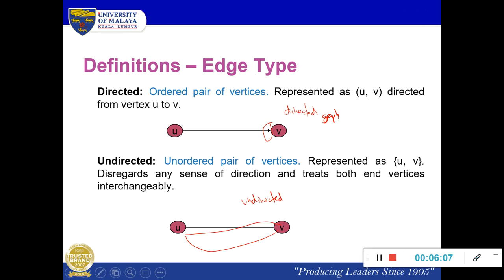So it is represented with u as the source or initial vertex, and v as the end point. For an undirected graph, u and v can be both initial and end point, or destination. Initial is sometimes called source. If you learn about networks, you go from source to destination, source to destination.